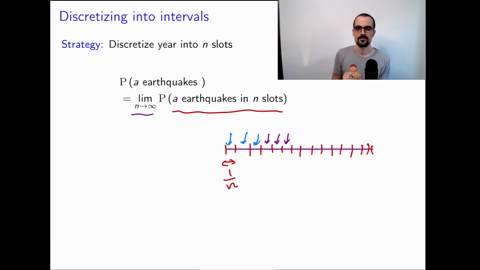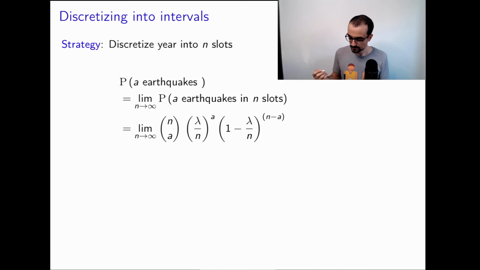So now, essentially, we have to compute the probability that we see A earthquakes when the probability of each earthquake is lambda t, and they happen in n slots. What probability is that? That's exactly a binomial with parameters n and lambda t.